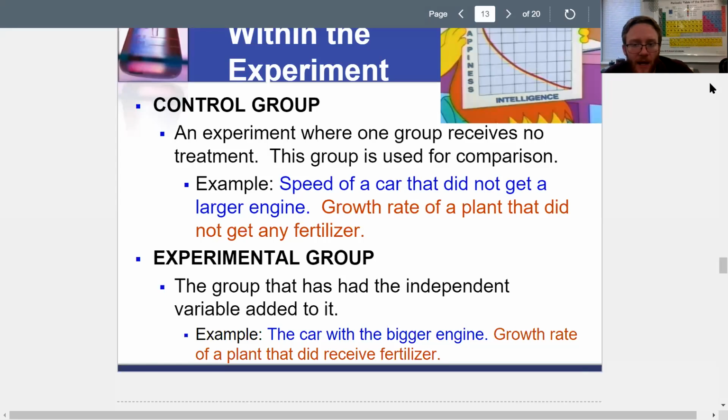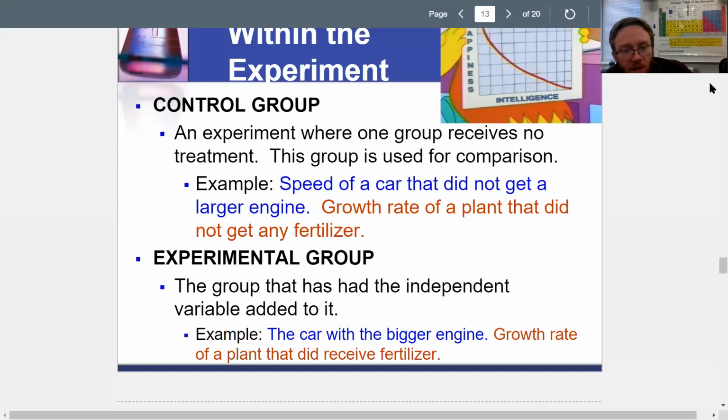So the growth rate of a plant that did not get any fertilizer. If you're using differing amounts of fertilizer, you're going to have one plant that didn't get any fertilizer, because what if the fertilizer isn't doing anything at all? How would you know if you didn't compare it to something that had none? So that's one way to test.